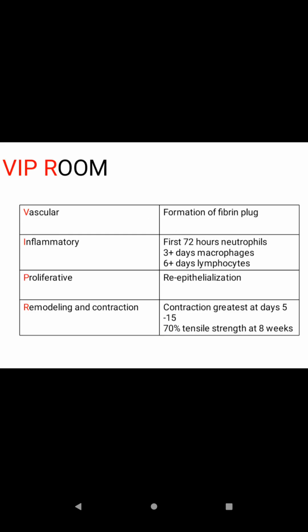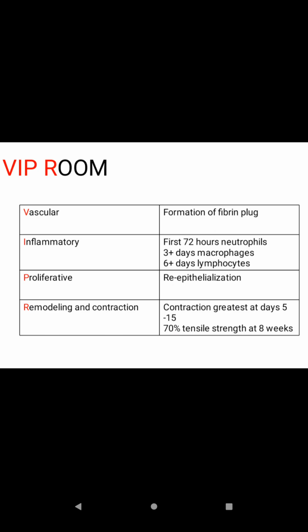Hello everyone, welcome back. Today we'll be looking at stages of wound healing, and with this simple mnemonic we can know the stages of wound healing. This mnemonic is VIP room. V for vascular, I for inflammatory, P for proliferative, and R for remodeling and contraction.